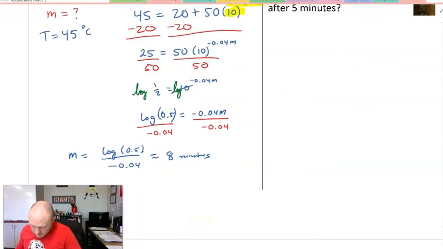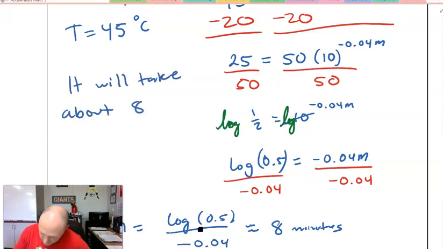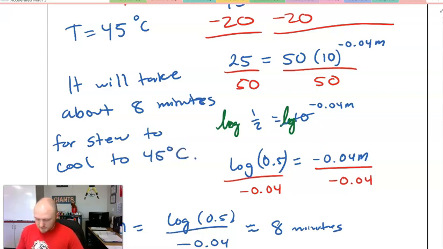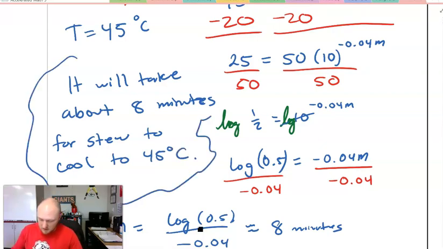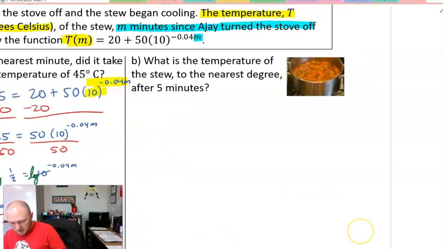Okay, so we can say here it will take about 8 minutes for the stew to cool to 45 degrees Celsius. That's pretty fast if you ask me. Okay, there you go. All right, part B.